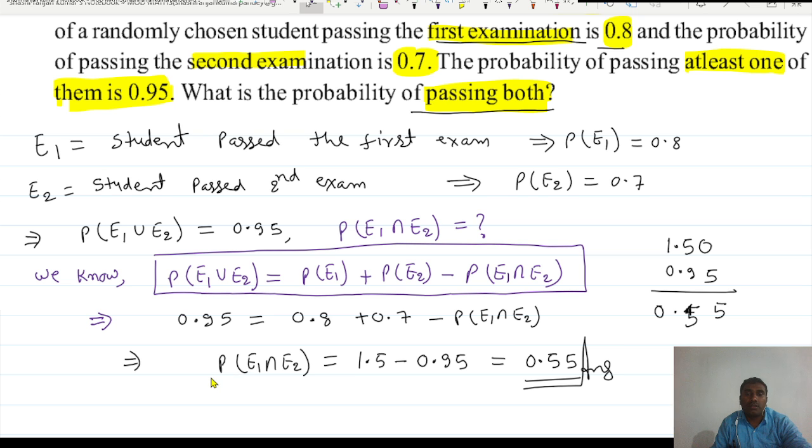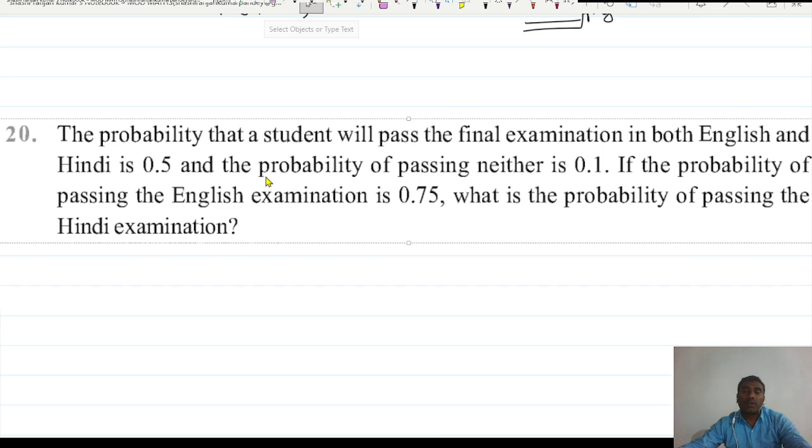Okay, so now let us see question number 20. Let us read out the question first. The probability that a student will pass the final examination in both English and Hindi is 0.5.